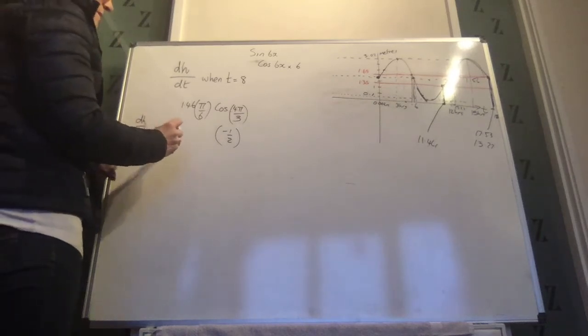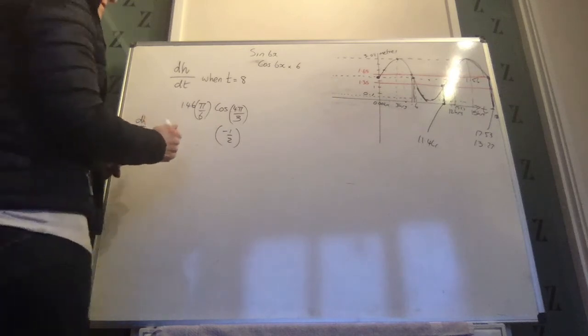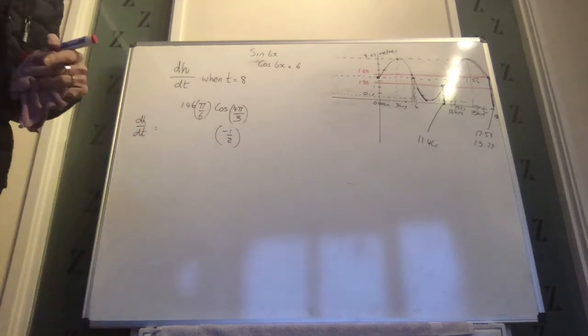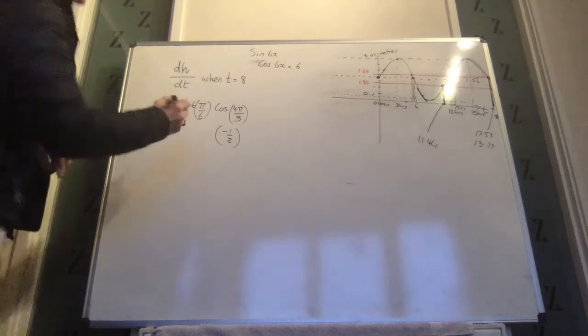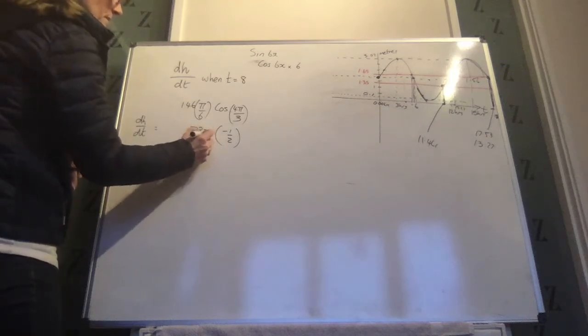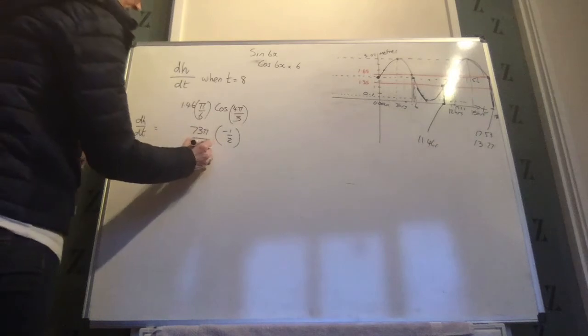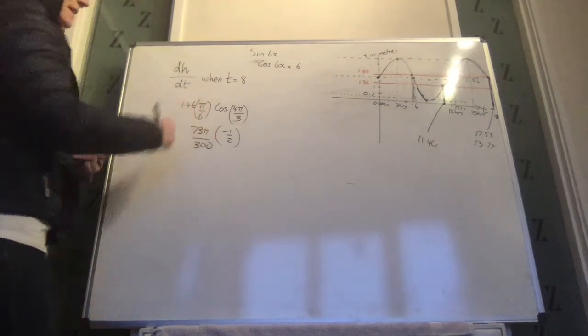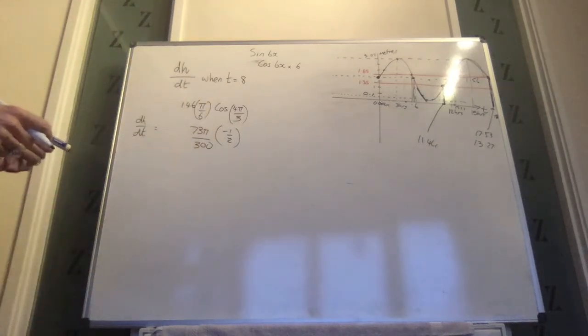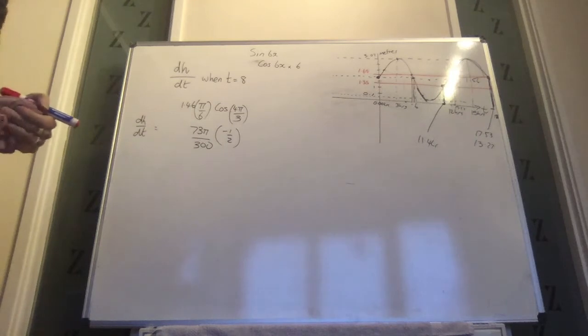Okay, so dH by dt was 1.46 pi over 6. Does 6 go into that? Not exactly. According to that, they've tidied that up to 73 pi over 300. Right, if you put that into the calculator, 73 pi over 300 times minus a half.